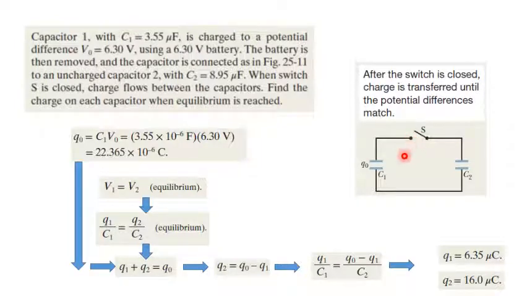Now, after connecting switch 1, some of this charge will be transferred to the capacitor C2. So the potential on C1 will be decreased, while the potential at C2 will be increased until the potential at C1 equals the potential at C2. And in this case, there is no current flow anymore. So at equilibrium, V1 equals V2.